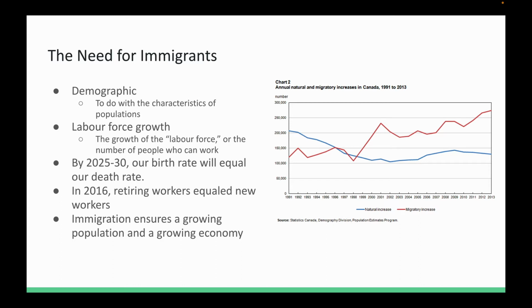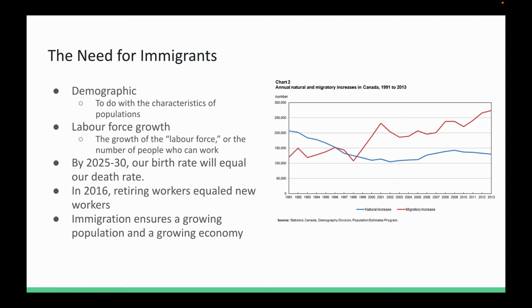Now, between the years of 2025 and 2030, so we're approaching the beginning of what's about to happen, our birth rate in Canada is going to equal our death rate. So without immigration, we're going to plateau with our population. Back in 2016, we saw this in our labor force growth, where it plateaued a little bit because our retiring workers were equaling the new workers that were coming in. So there wasn't anything really being created there.